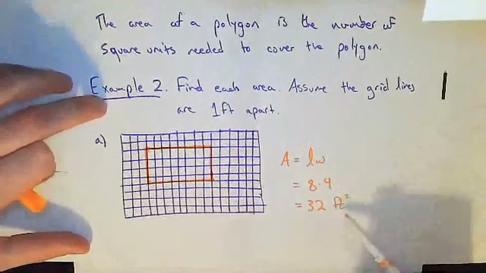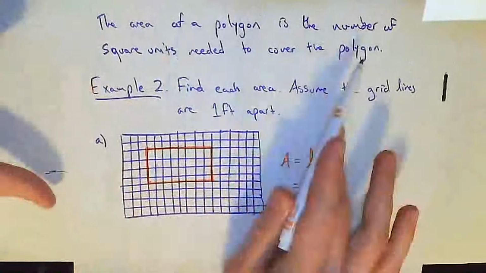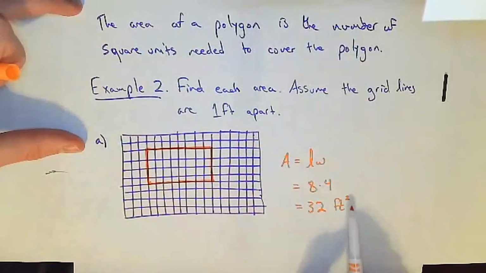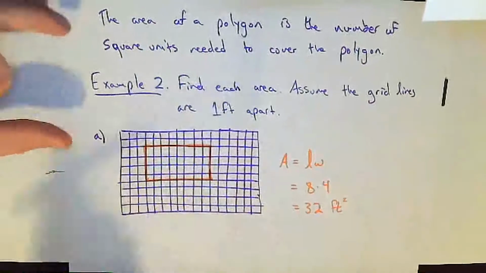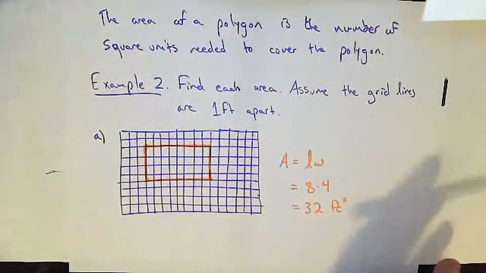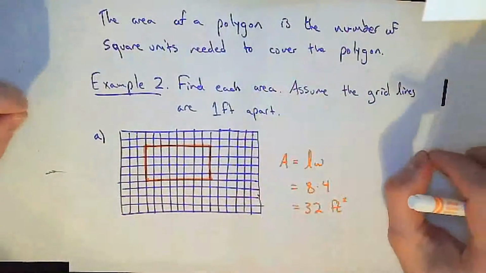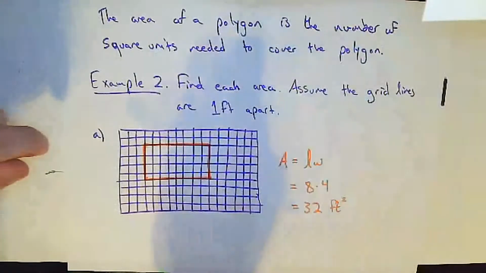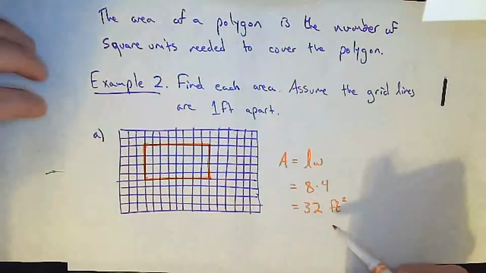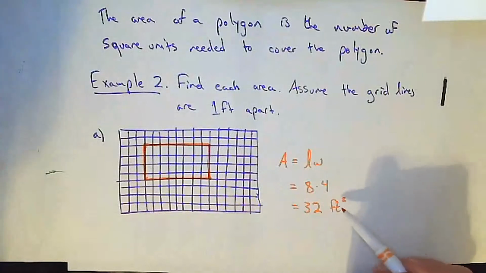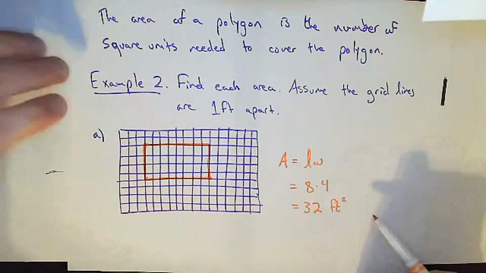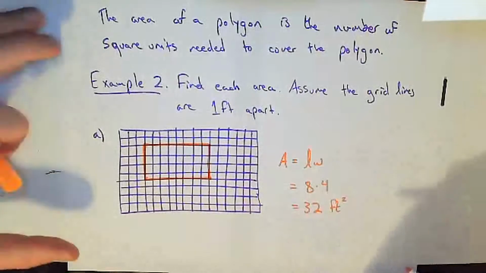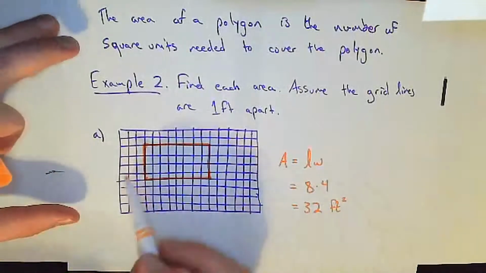So that's what I mean when I say square units. The area of a polygon is the number of square units. There's the square units coming in, right? So if I'm measuring length of something, like how long something is, I'm using feet, for example. But if I want to measure area, now I'm moving into 2 dimensions, right? So I'm measuring in square units, like feet squared, or maybe centimeters squared, or meters squared, inches squared. And what is this 32 representing?